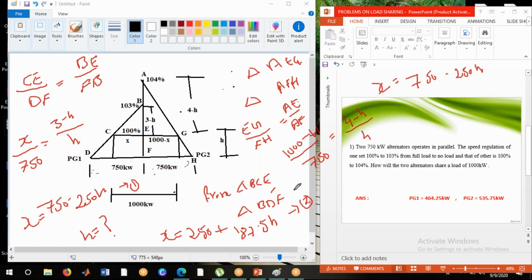So the generator 2 capacity is 1000 minus 464.25. So you will get 535.75 kilowatts. So this is the way of finding the load scheduling by using the data without using any formula. We will do one more problem, then you will get clarity on this.